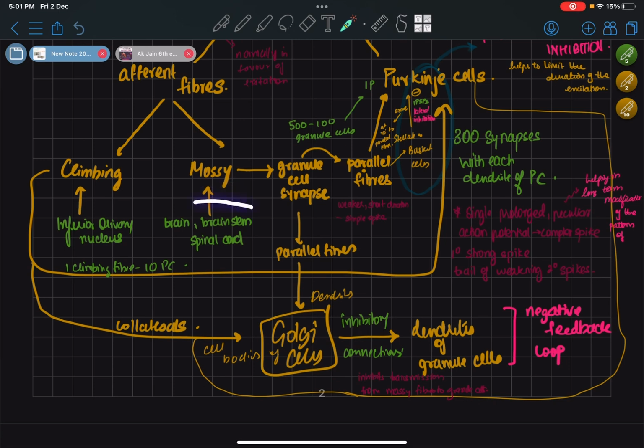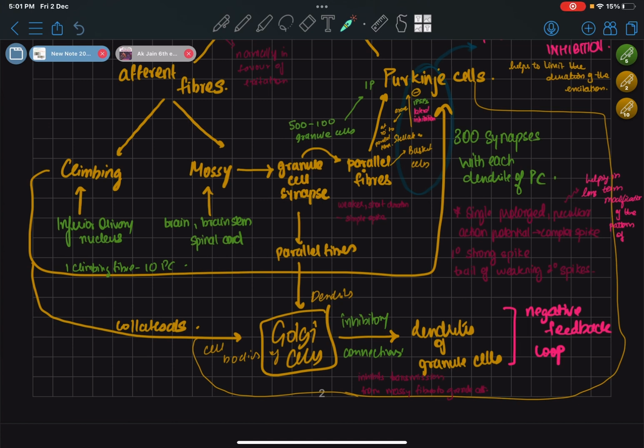Now we come to the second type of afferent fibers, which are mossy fibers. These are coming from the brainstem and spinal cord. So you can say the spinocerebellar tracts, the pontocerebellar tracts, cerebellocerebellar tracts. That is what the mossy fibers are about. The mossy fibers go and synapse with the granule cells, more clearly the dendrites of the granule cells. Those granule cells then have their axons forming the parallel fibers.